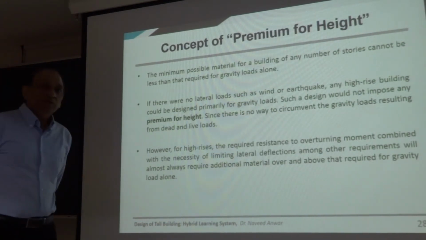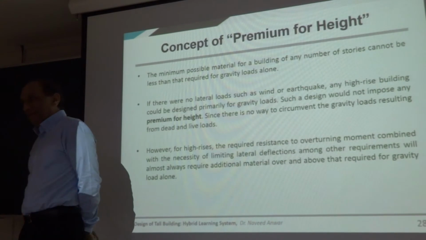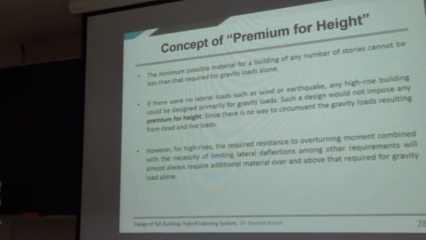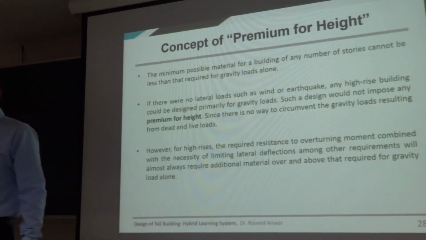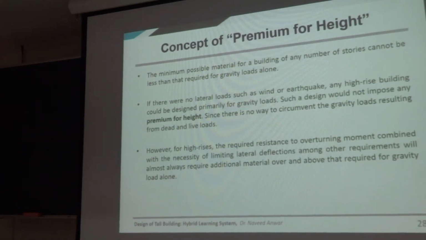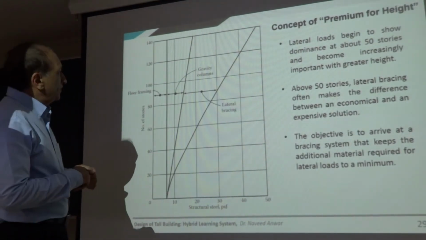So we are trying to see, are we paying too much to make a tall building? Is it justifiable? So we should be able to separate, like I said in the beginning, the cost of only designing for gravity loads and designing for lateral load because of the height of the building. And this discussion is here. Concept of premium for height.